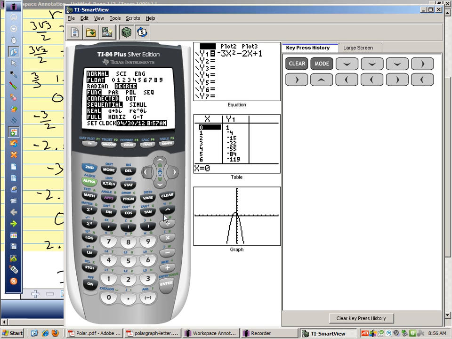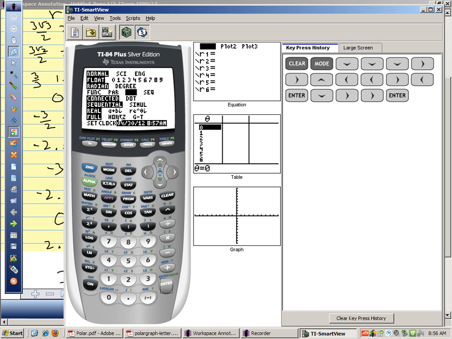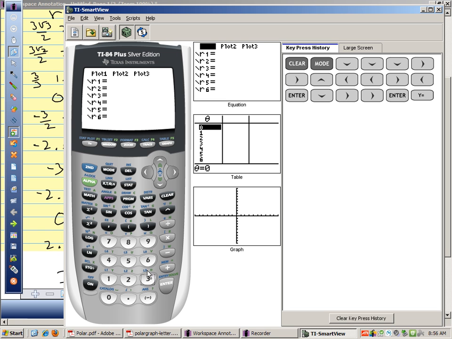Hit enter, and then let me make sure I get over to polar here, hit enter there. So now we're in radian mode and we're in polar mode. So when I go to y equals, instead of y it says r equals. And my variable now is going to be theta. So for this last equation that we just graphed, we can say 3 cosine theta, and we're going to graph that, and there's my graph.